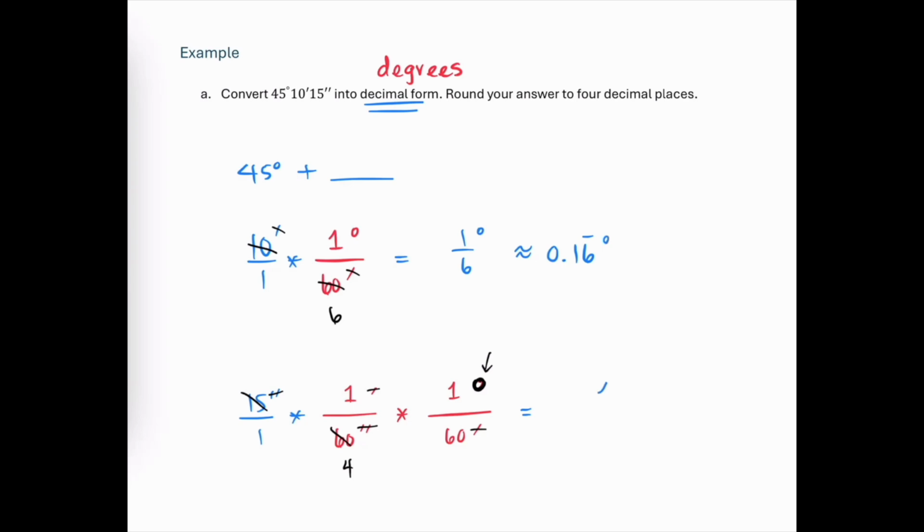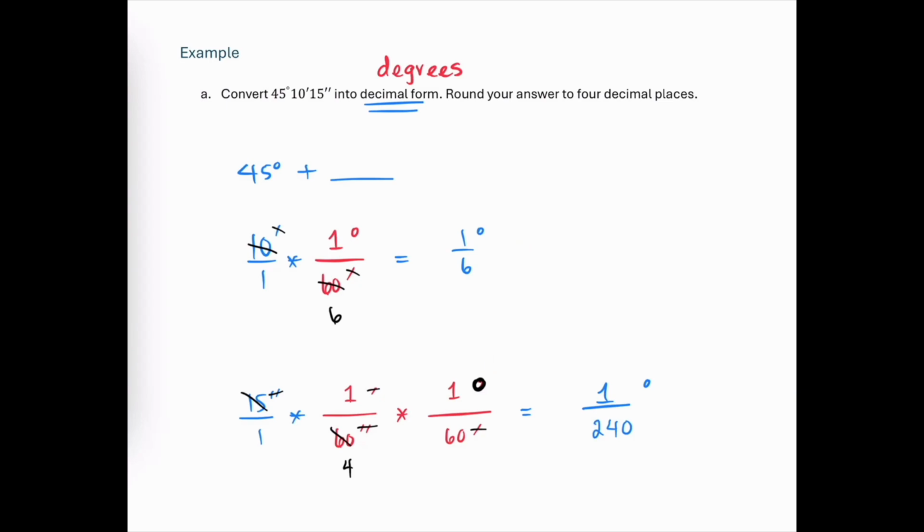In the numerator here, we'll just have 1. And in the denominator, we have 4 times 60, which is 240. And again, the remaining units are degrees. And if we were to put this fraction in our calculator, we see that it's 0.00416 repeating again.